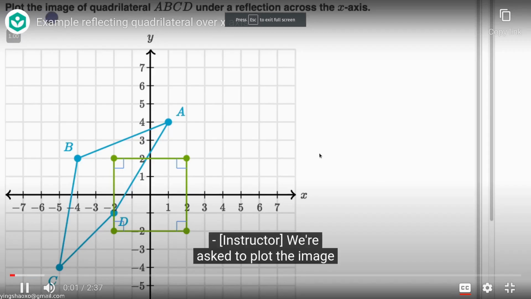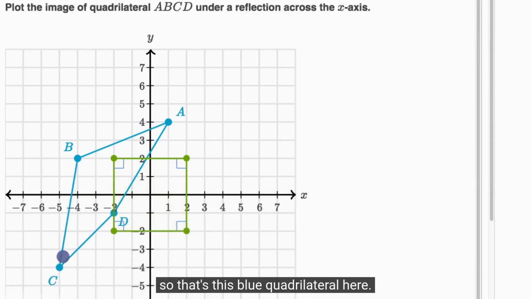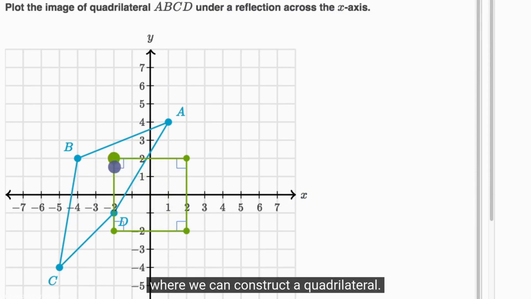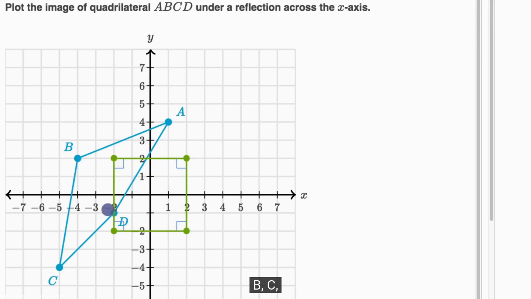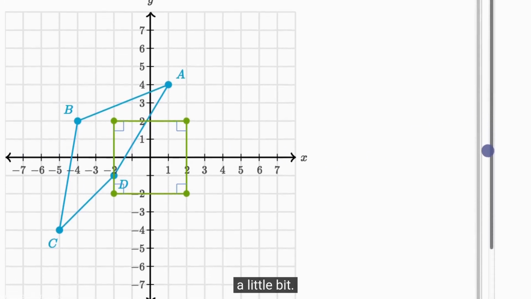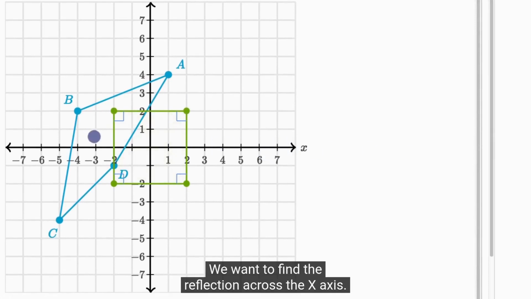We're asked to plot the image of quadrilateral ABCD, so that's this blue quadrilateral here, under a reflection across the x-axis. So that's the x-axis. And we have our little tool here on Khan Academy where we can construct a quadrilateral. We need to construct the reflection of quadrilateral ABCD. Let me scroll down a little bit so we can see the entire coordinate axis.